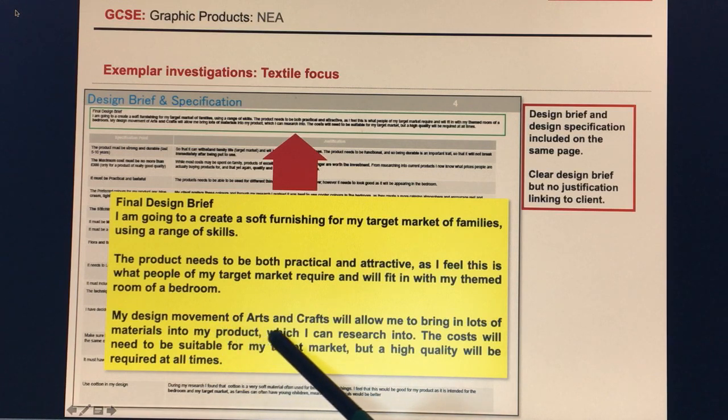"My design movement of arts and craft", where did this come from? Why was this decided? "Will allow me to bring in lots of materials into my product, which I can research into. The cost will need to be suitable for my target market, but a high quality will be required at all times." So there's not enough related to the client on there.